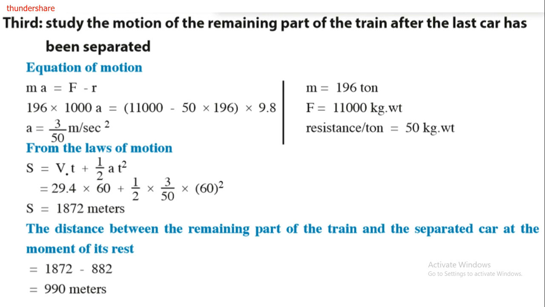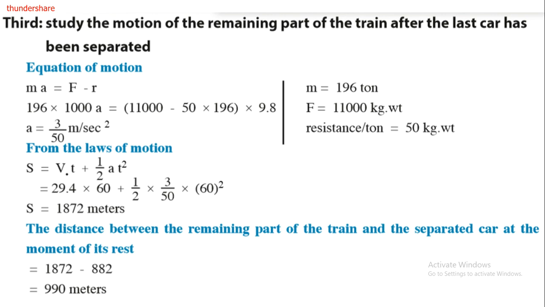And of course, the resistance per ton equals 50 kilogram weight. So we need to find the resistance for the remaining part of the train. The mass will equal 196 tons. So we will just multiply by 50 kilogram weight to find the total resistance of the train. Do you understand, everyone?